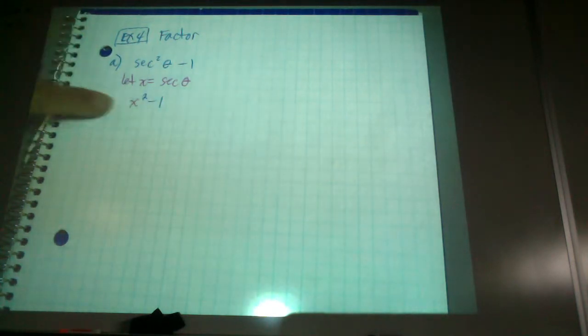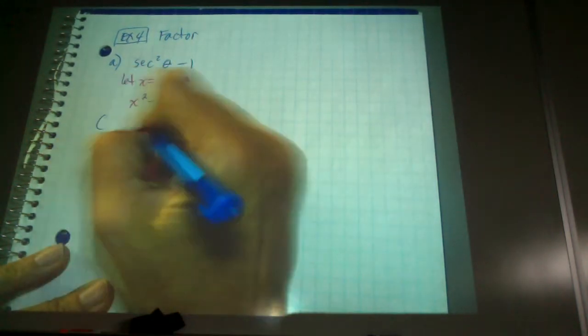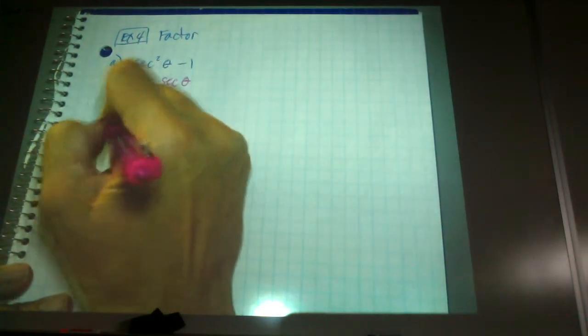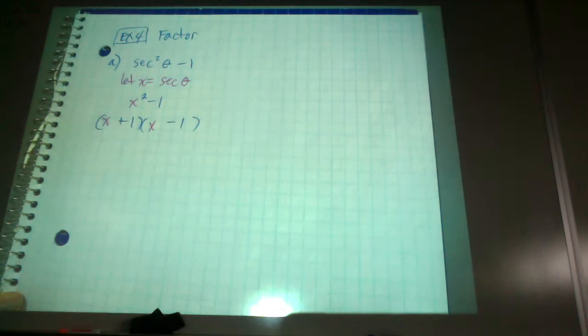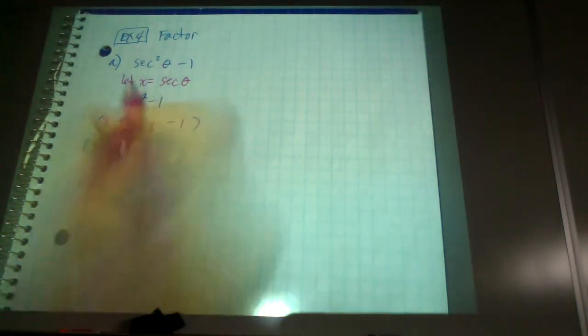So isn't this the difference of two squares? Doesn't that factor as a plus b times a minus b? And so we have a plus-minus pattern. The x squared becomes x and x, and the square root of 1 is 1. But that's not my final answer if I substitute it. I have to resubstitute back in the value for x, and we let it equal secant of theta.